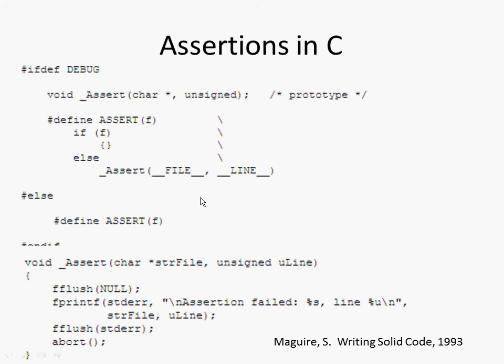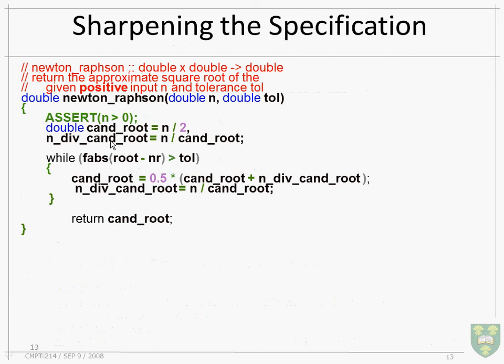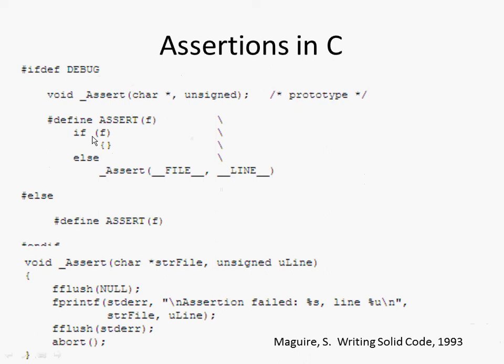So, ladies and gentlemen, what happens here is that when we say assert n greater than 0, it turns into this if statement. You could just imagine it getting plucked down into this, just like that. It's testing if n is greater than 0. If so, do nothing. Otherwise, call this assert routine with whatever the name of this file is. It might be Newton-Raphson.c, and then the line number of this place. Okay.